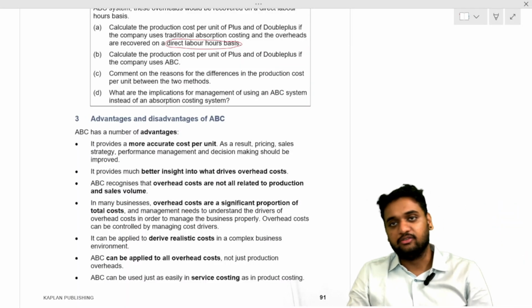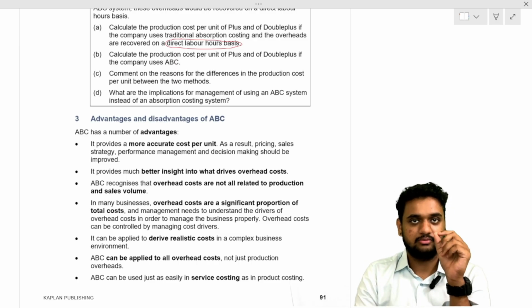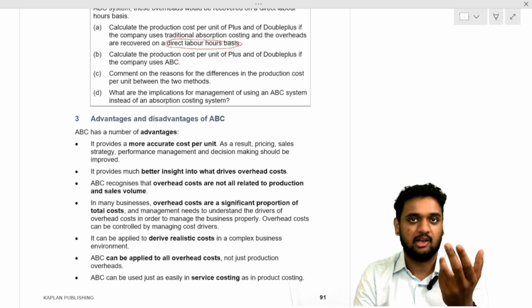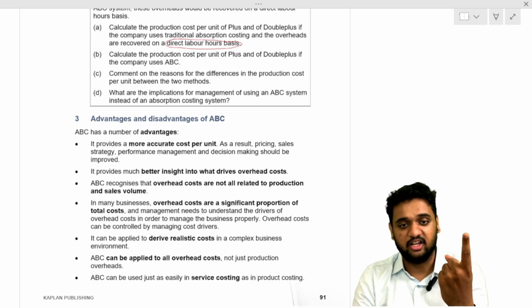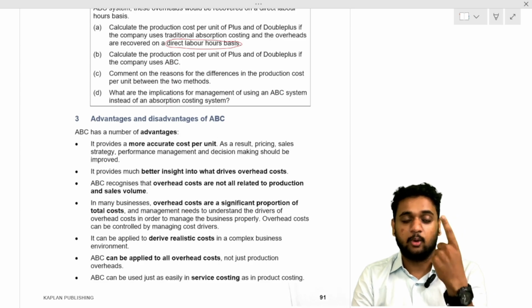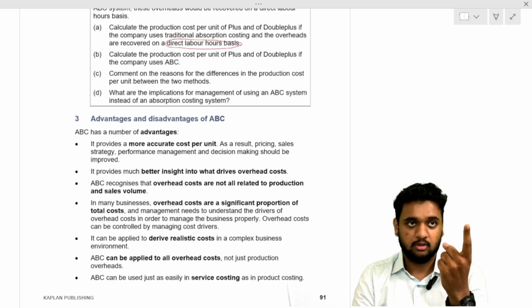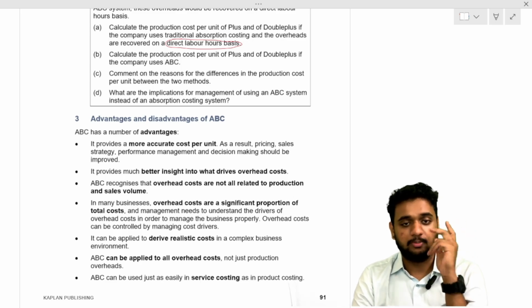Understood? The first advantage, all of us know. It gives more accurate cost per unit. If you use ABC costing, the cost per unit will be more accurate. Tell me what is the first advantage? It provides a more accurate cost per unit.